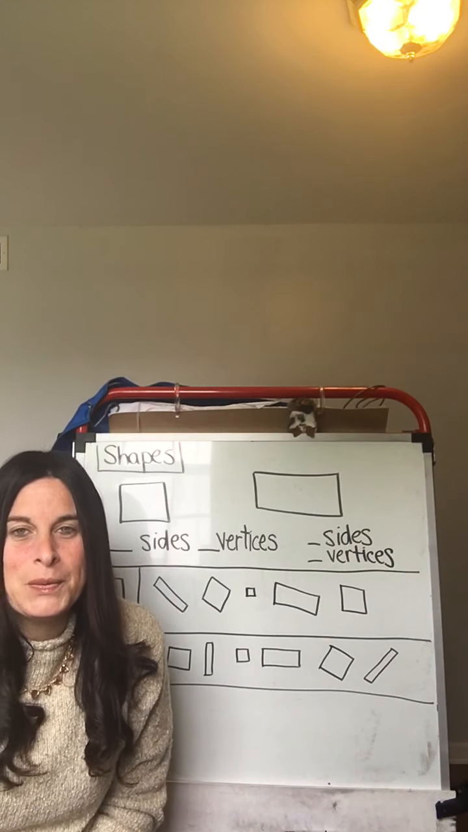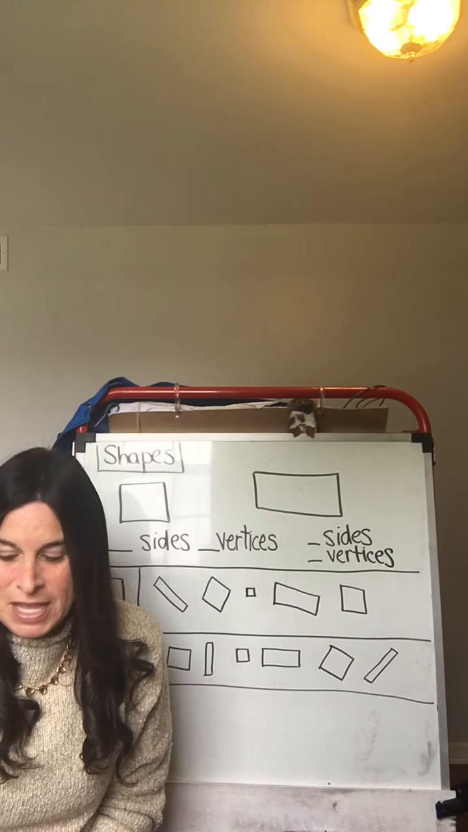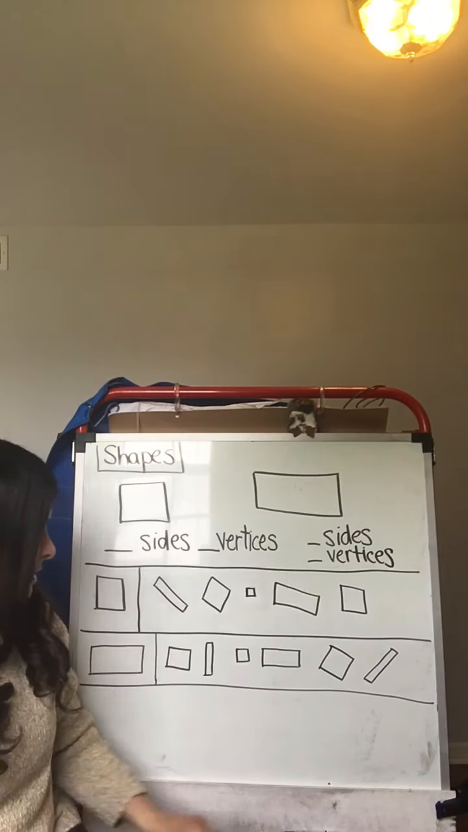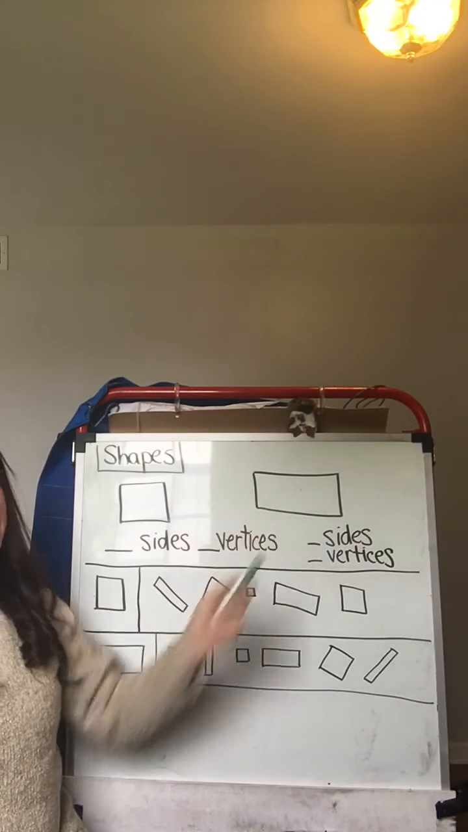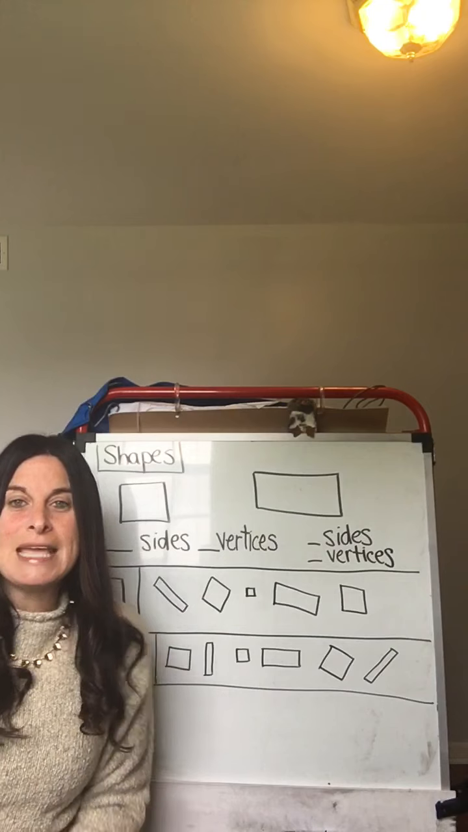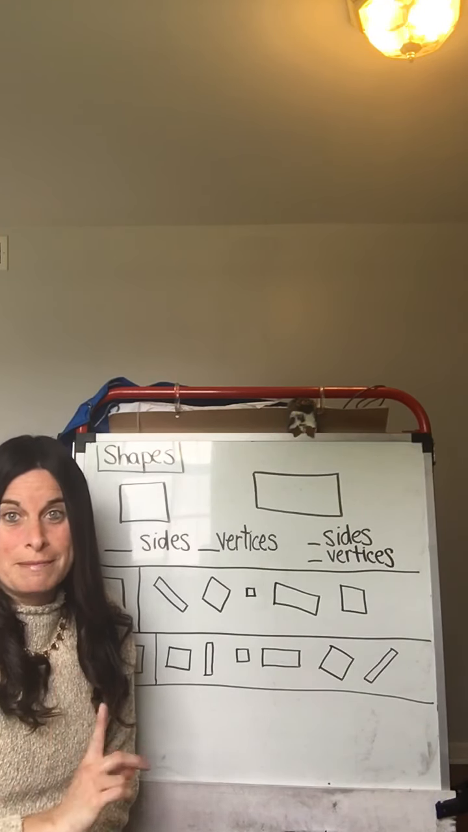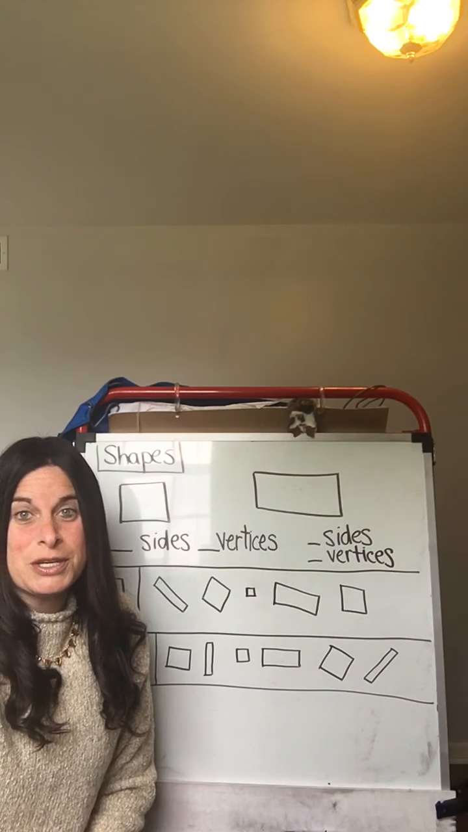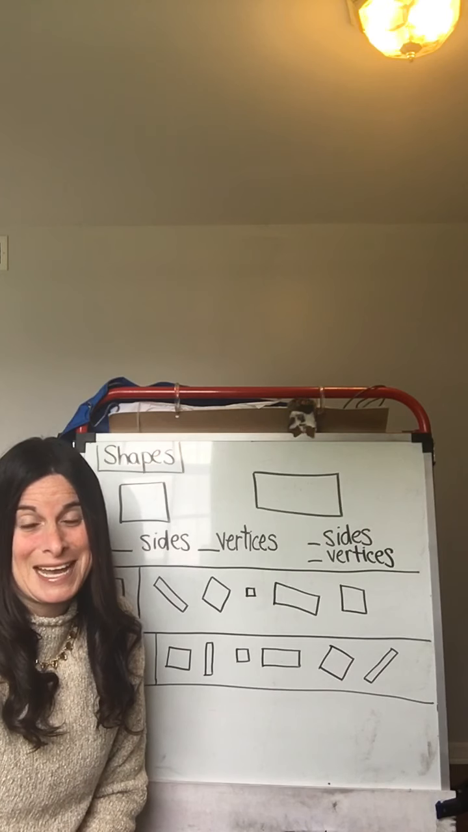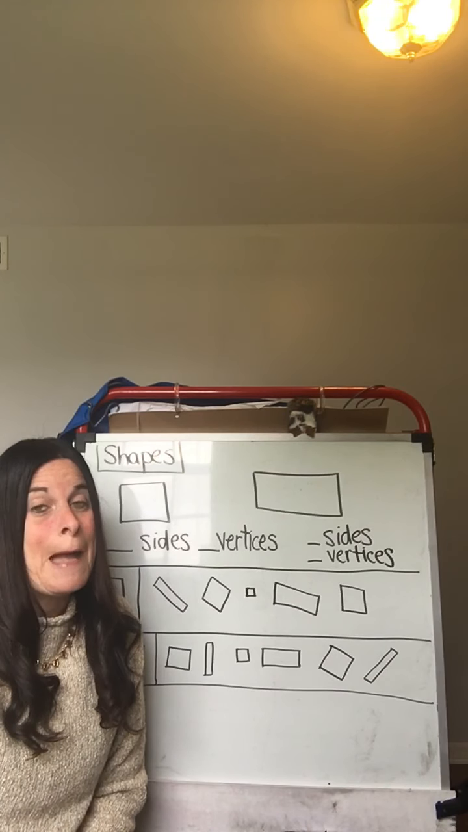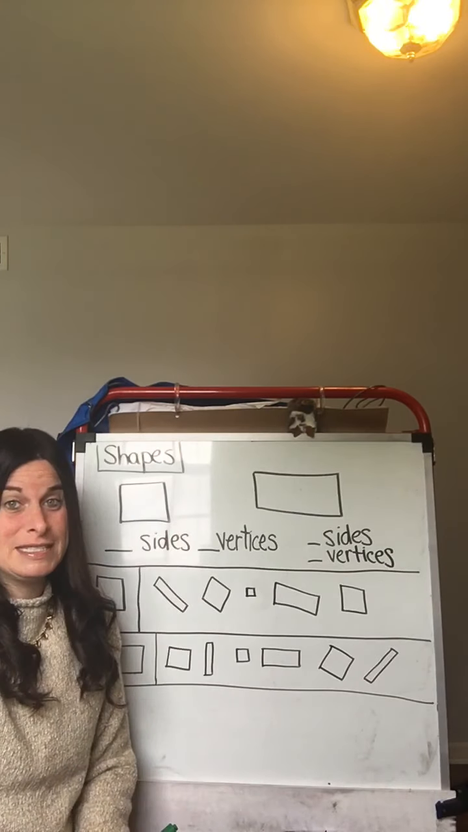Today in our lesson, we are going to be focusing on squares and rectangles. The first thing I wanted to do, boys and girls, is I drew up here a square and a rectangle. I wanted to count how many sides and how many vertices they have. Remember the rule that I just told you. However many sides the shape has, that's how many vertices it has. So it's pretty easy. But let's count and let's look at our square first.